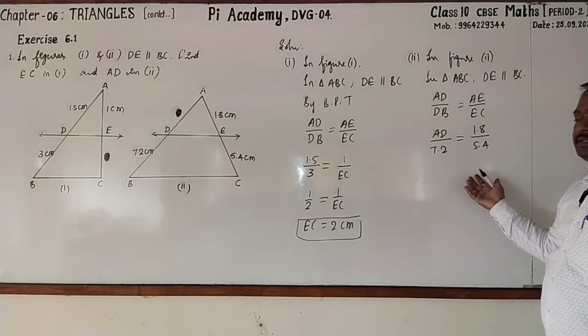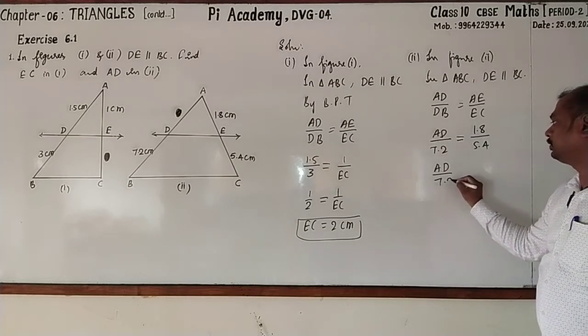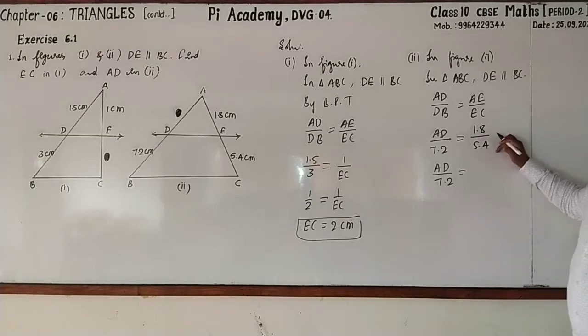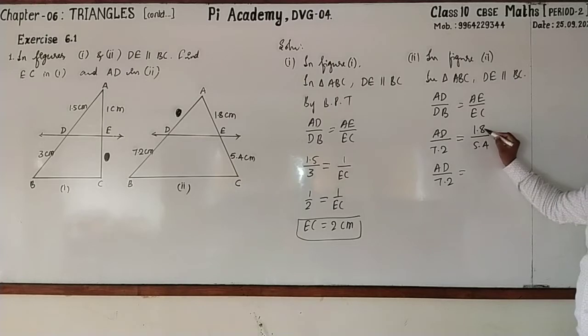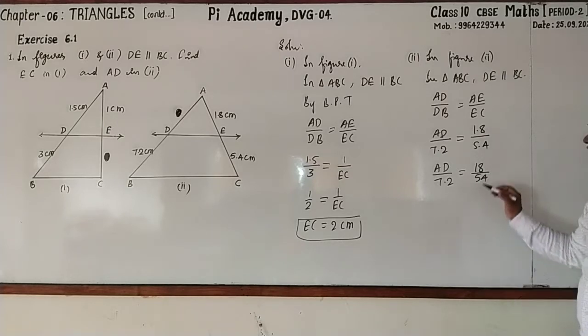You can cancel it directly, or else you can do one thing. AD by 7.2 as it is. Here, these are in decimal. After the decimal, we have one digit in both numerator and denominator. Hence, we can write 18 by 54. Cancel it. 18 ones are 18, 18 twos are 36, 18 threes are 54.